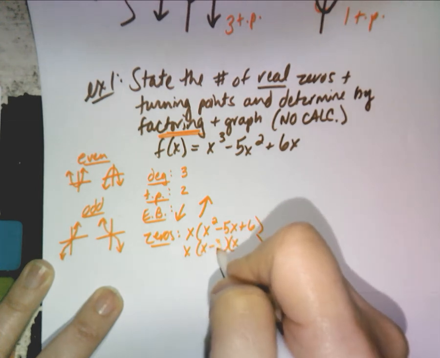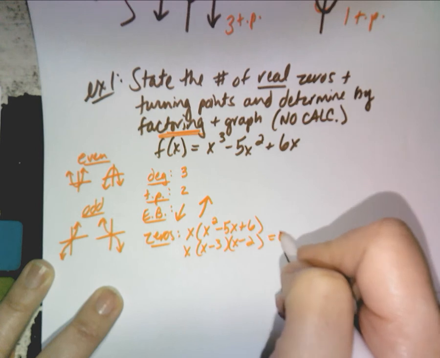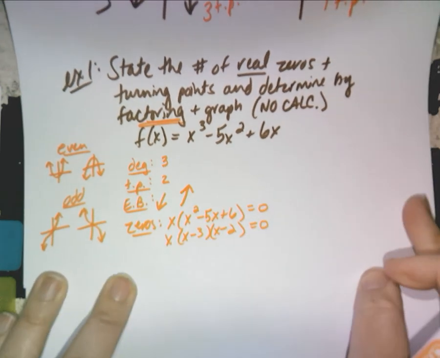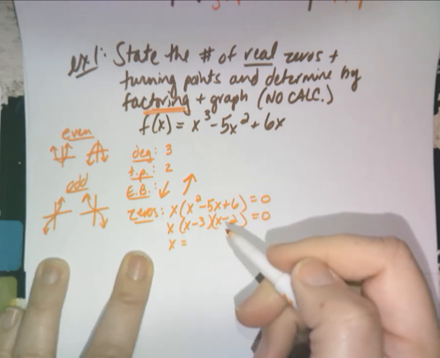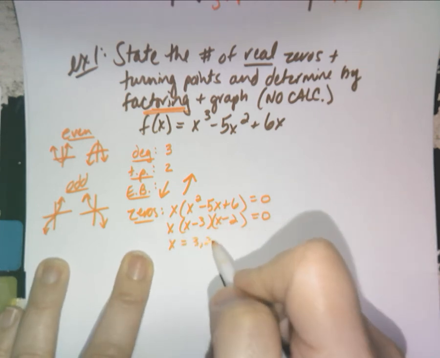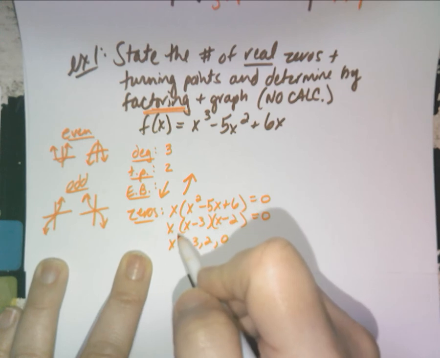Minus 3 minus 2. Set it equal to 0. Where are all my real zeros right now? 3 and 2 and 0. Okay, don't forget that x in the front.